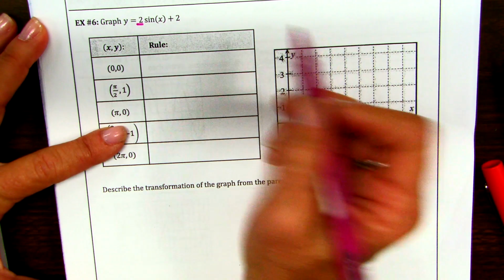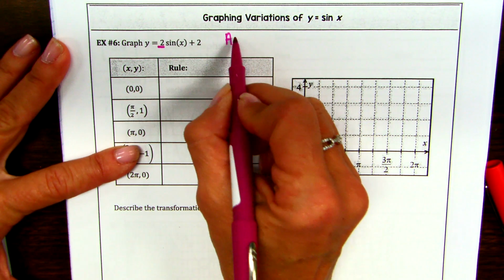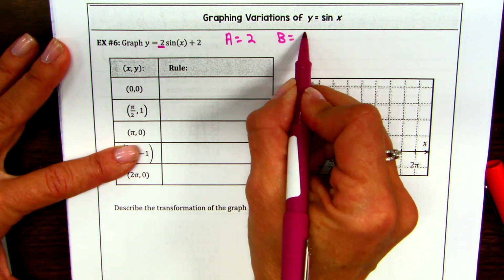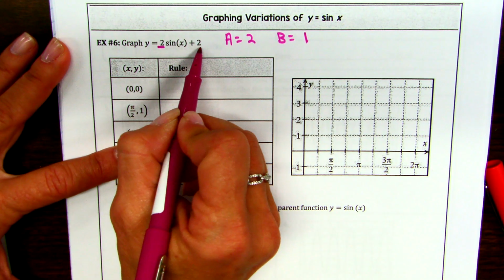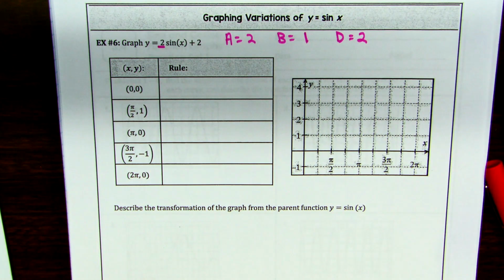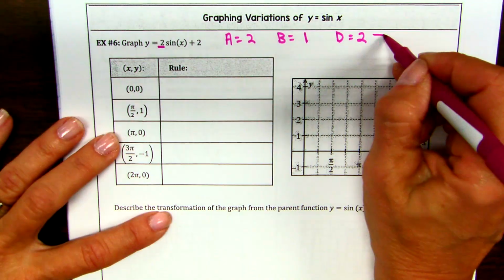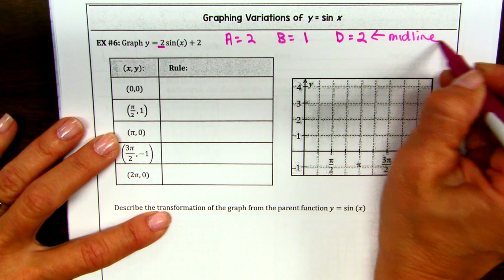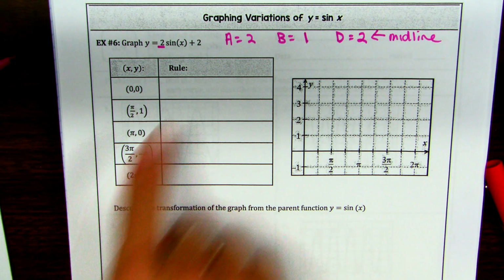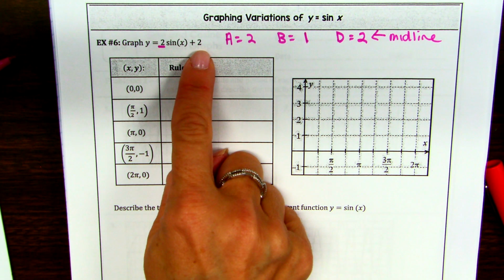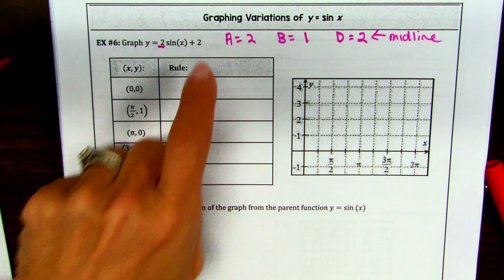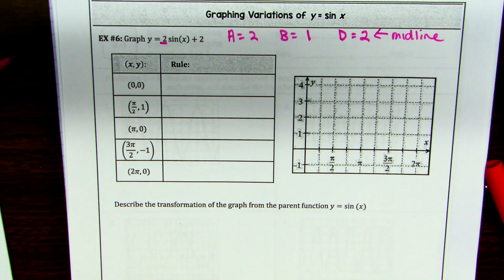We have an A value of 2 and a B value of 1. New letter, guess what that is? It's called D. C we haven't been introduced to yet. D is your midline. Think about what your midline does. It changes where your x-axis is. It moves it up or down. That's like what K does to all of our polynomial graphs. That number all the way to the right takes all your points up or down.